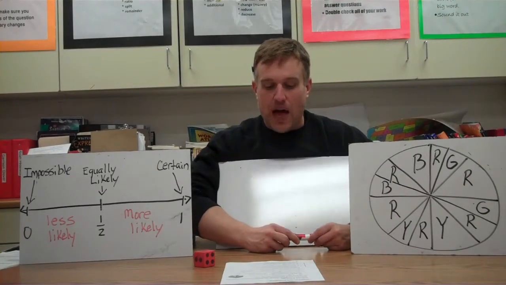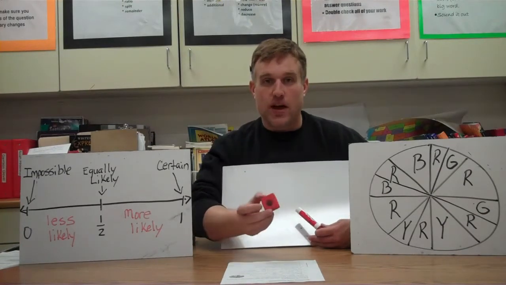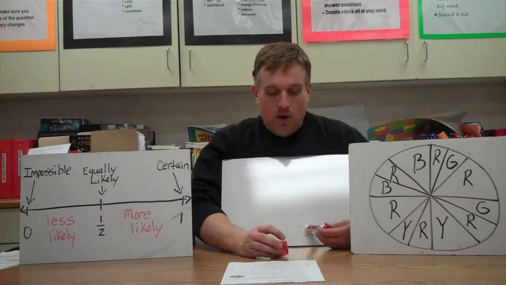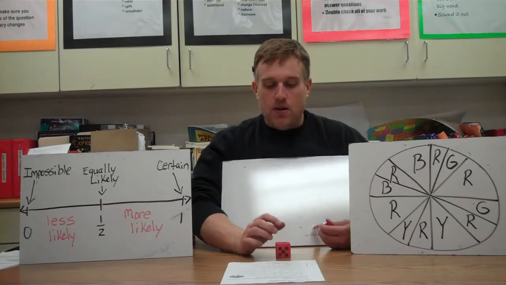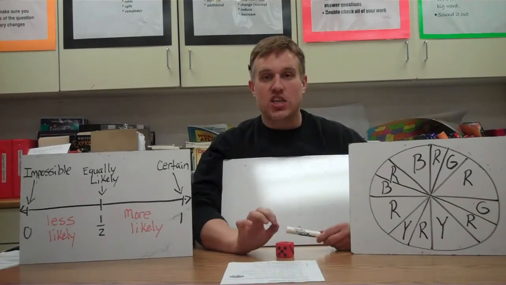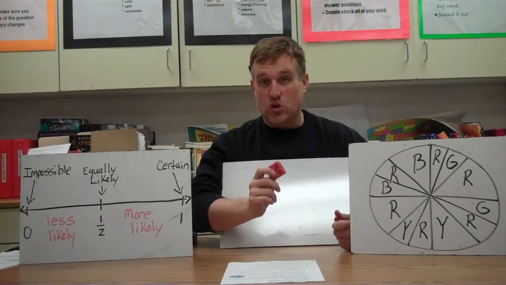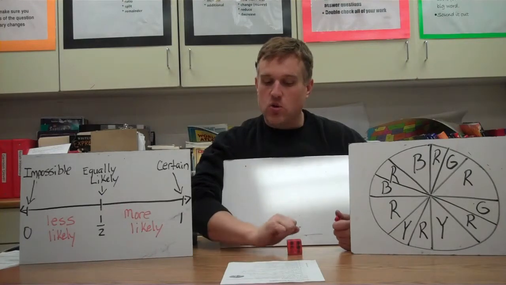B, you roll a 5 or a 6. So if I roll this, is it absolutely certain that I'm going to land on a 5 or a 6? Or C, the sum of the numbers will be less than 13. Again, sum means addition. So if we added both cubes together, the answer would be less than 13. Alright? I'm not going to do this one with you.